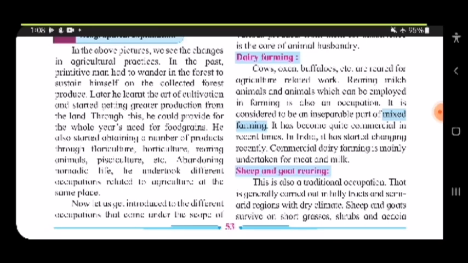Now, what are milch animals? Animals which provide milk, which give us milk, are called milch animals. It is considered to be an inseparable part of mixed farming. It has become quite commercial in recent times. In India, it has started changing recently. Commercial dairy farming is mainly undertaken for meat and milk.